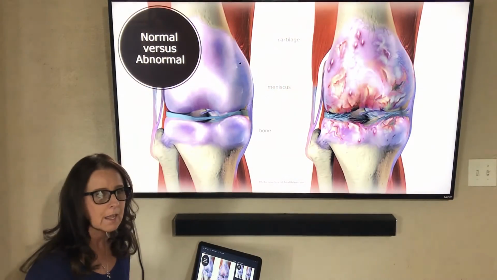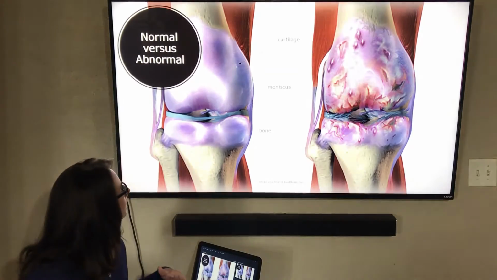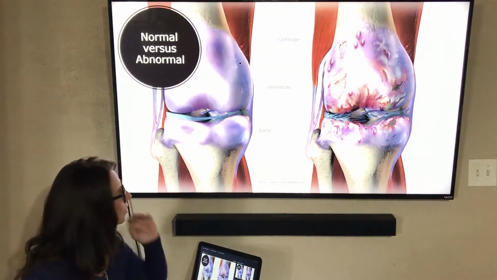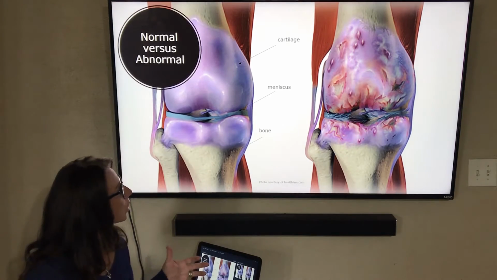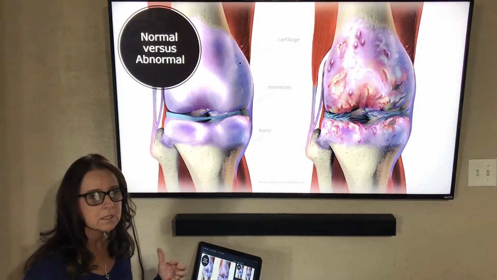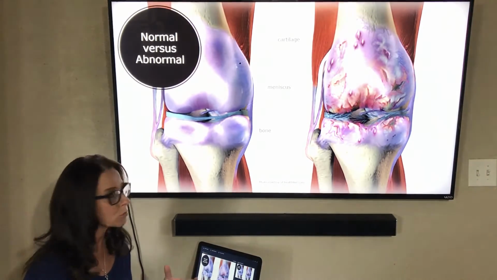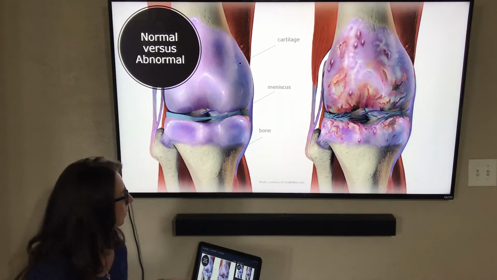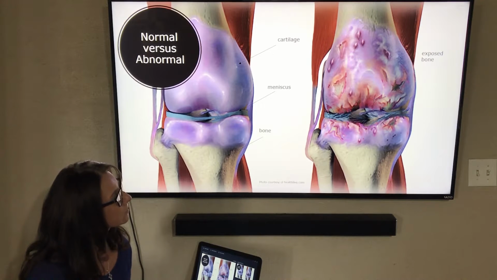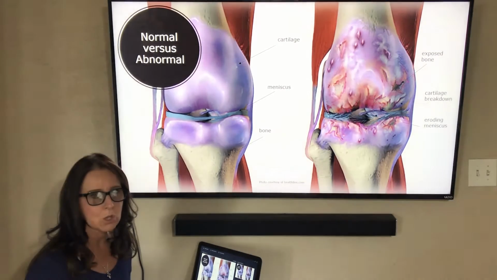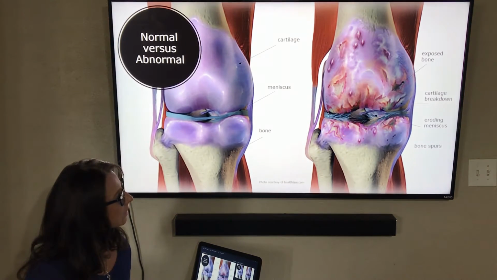Typically, OA affects the hands, the knees, and the hips. So normal versus abnormal. In the normal joint, the cartilage is smooth, the meniscus is a round disc that provides good shock absorption, and then there's the bone, healthy bone. In the joint affected by OA, the bone starts to be exposed because the cartilage is breaking down. And the meniscus begins to erode, does not provide that shock absorbing benefit, and then bone spurs begin to develop.